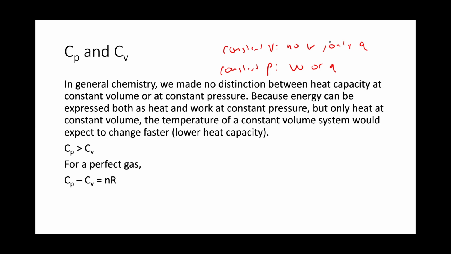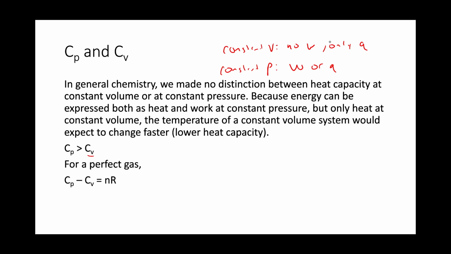So again, we would expect our CP, our heat capacity, to be higher at constant pressure than at constant volume. Think of it as holding the line better at constant pressure than at constant volume, because this should be changing a lot more. And for a perfect gas, CP minus CV should equal N times R.